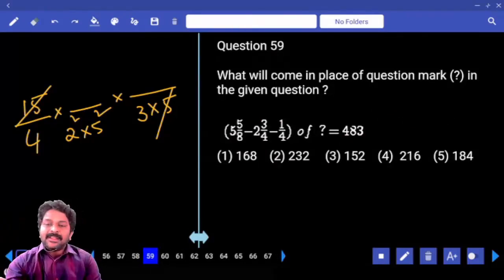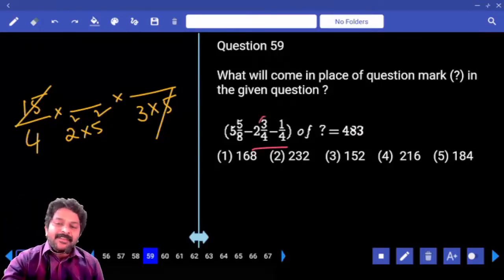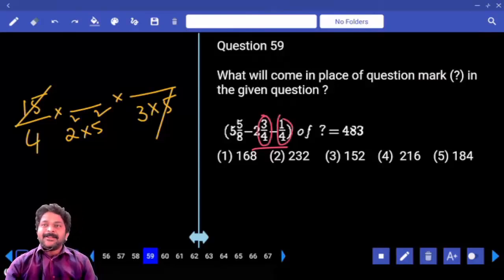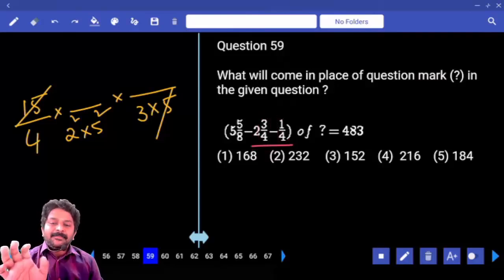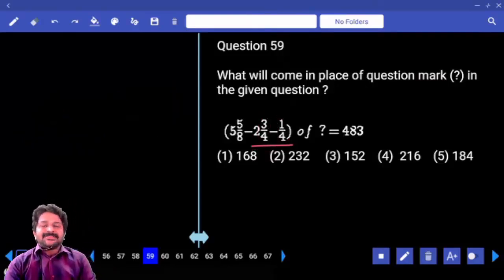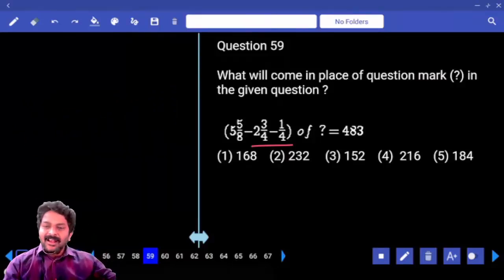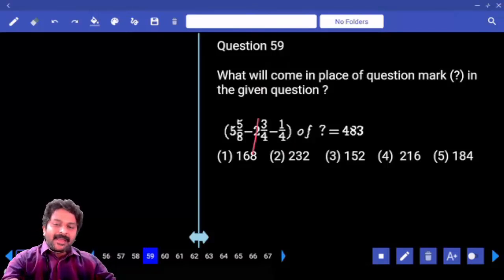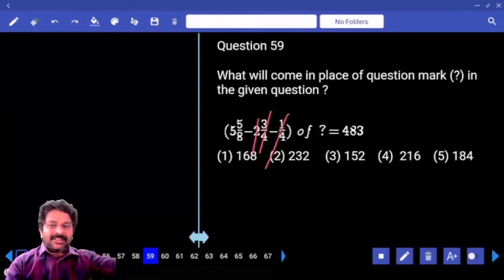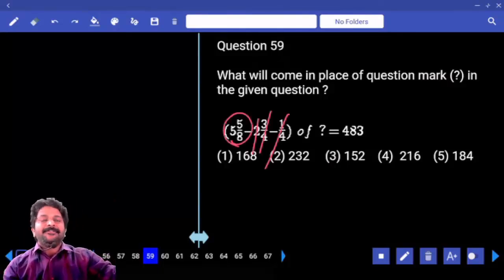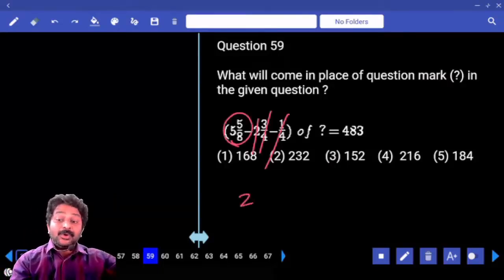Okay, come on, look at negative numbers. 2, 3 by 4 minus 1 by 4. 3 by 4 and 1 by 4, that is 1, right? Come on. That means minus 2, 3 by 4 minus 1 by 4, which is equal to 3, right? Already minus 2. Minus 3 by 4 minus 1 by 4, again 1. So that is total 3. If 3 is subtracted from 5, 5 by 8, how much you get? 2, 5 by 8, correct?